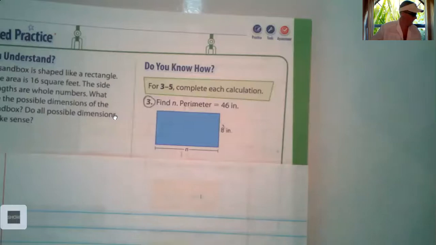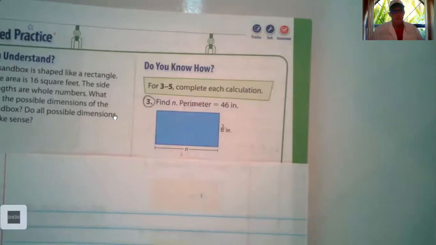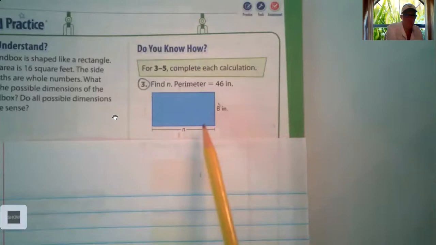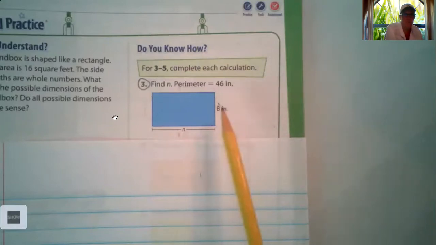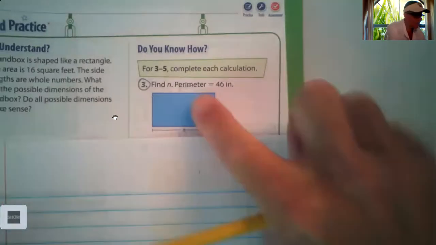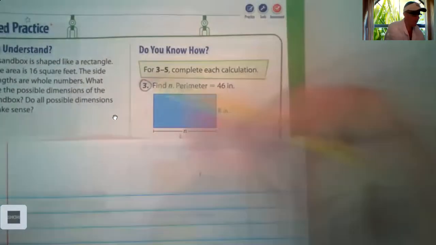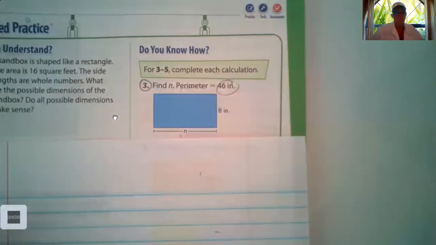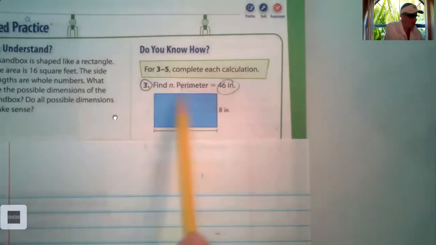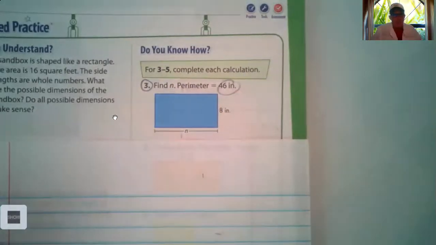Well, I see that in question number 3 on page 503, if my eyes are calculating correctly, it says the perimeter of this shape right here, and this happens to be inches, so it must be dealing with something really, really small. The perimeter of this shape right here is 46 inches. Okay, so we know that the length all the way around this rectangle is 46 inches.